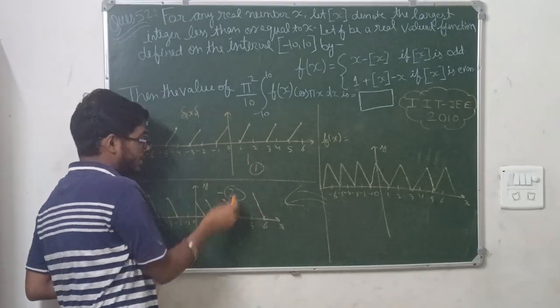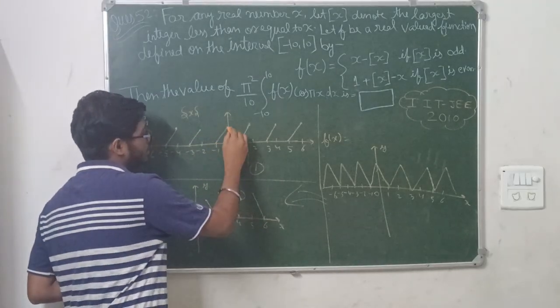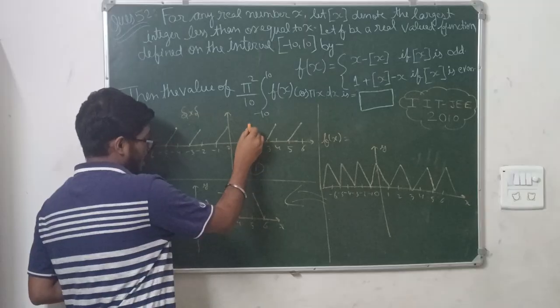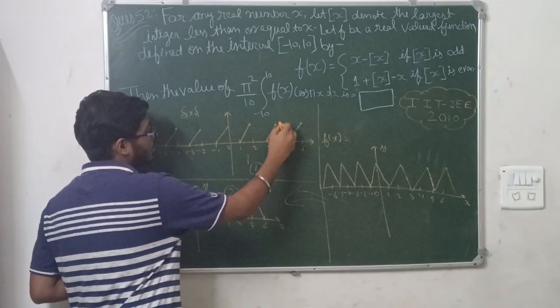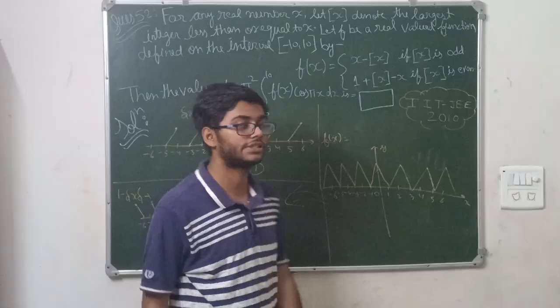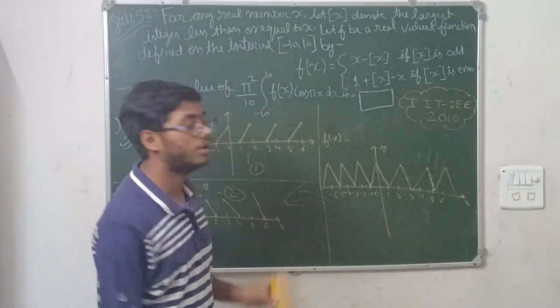See, this function and this function. So this is here and this is here. So this will combine like this. Okay, this and other one will combine like this and other will combine like this. So this will be the graph of fx. You've got the graph of fx, your half question is solved.